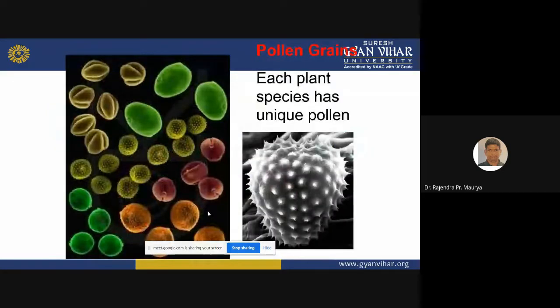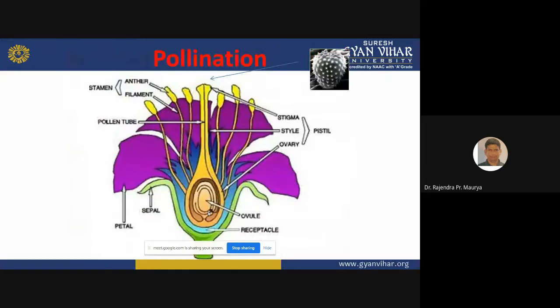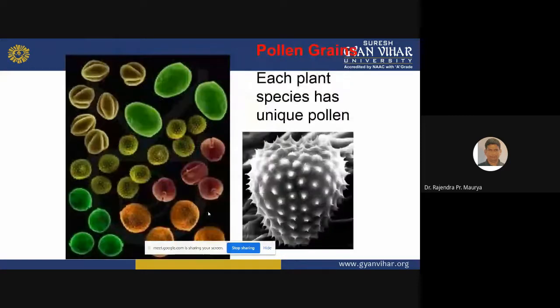Now, in the case of pollen grains, you are looking at this colorful slide. It looks very attractive and you can see the structure of pollen grains. Each plant species has unique pollens. The tomato is different, the rose flower is different, and the hibiscus is different. So we can say each plant species has unique pollens, and pollens are the male gametes.